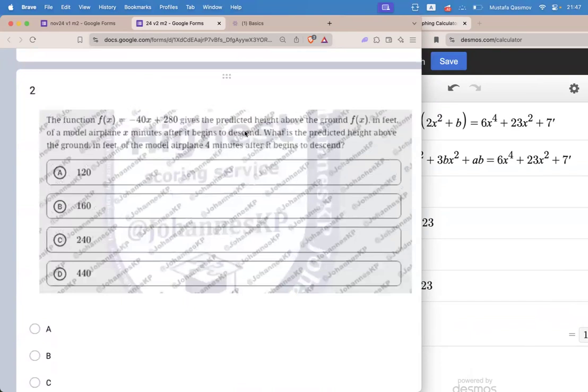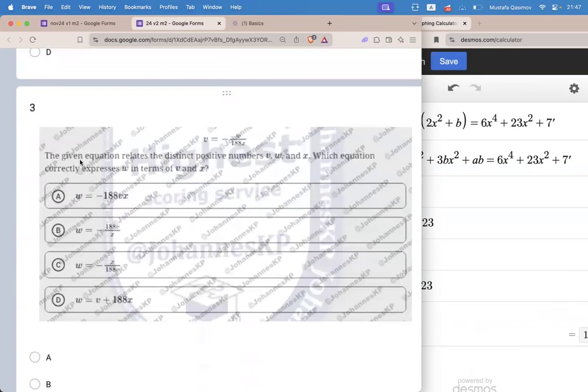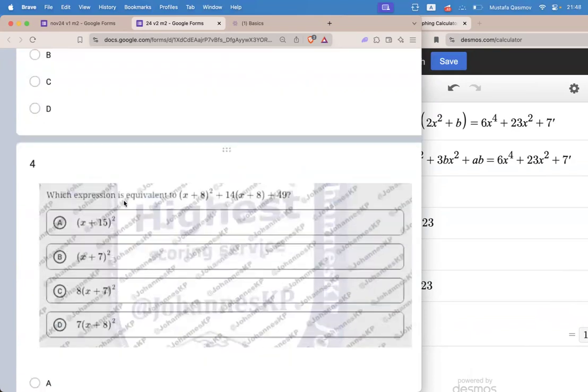After 4 minutes, x probably represents minutes, so x is 4. Answer is A. You have to do cross multiplication here. W is equal to negative 188x. Answer is A.